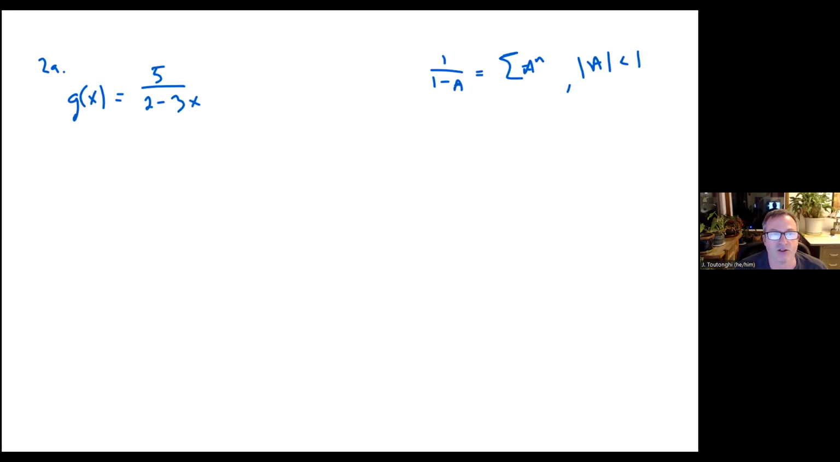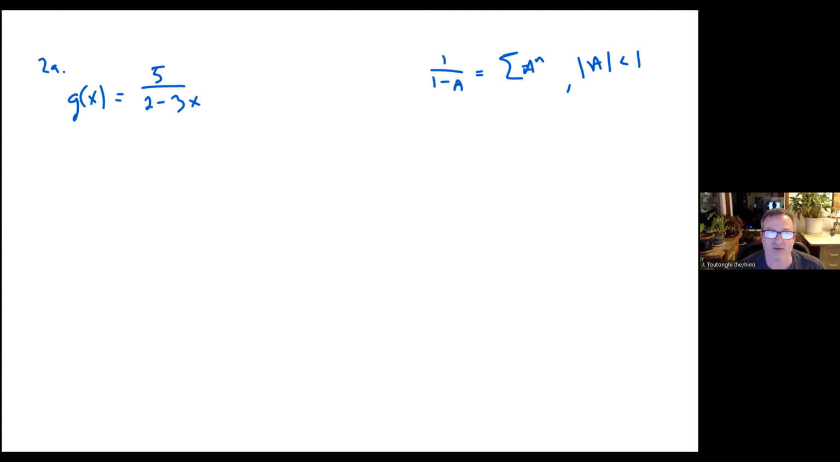Okay, so now I want to go the other direction. I'm going to start with the function g of x equal 5 over 2 minus 3x. And I want to write this as a power series and determine the radius of convergence and the interval of convergence of that power series.